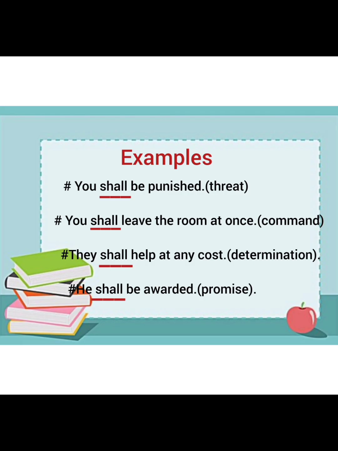You shall be punished. This is threat. You shall leave the room at once. It's a command, and shall is used with the second person pronoun, that is you. They shall help at any cost. This is a strong determination. He shall be awarded, and it's a promise. So this modal auxiliary, that is shall, is used for first, second, and third person pronouns in different ways.